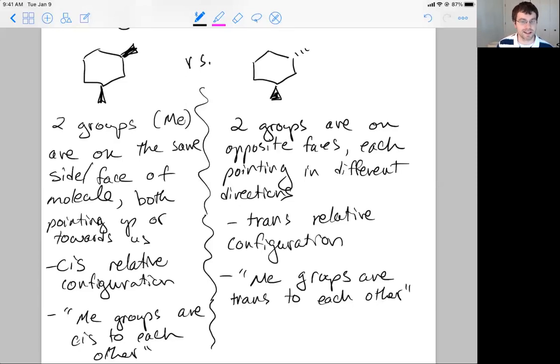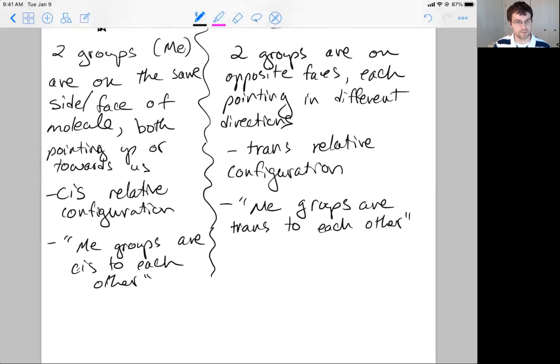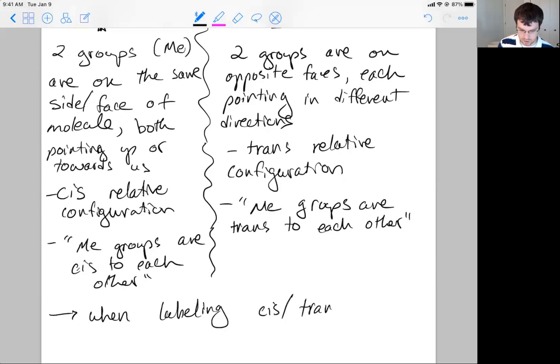However, outside of that, it's a lot better to say that the methyl groups are cis to each other, or they are trans to each other. Okay, so that is to say, if I had to summarize, when labeling cis/trans, focus only on two groups at a time.